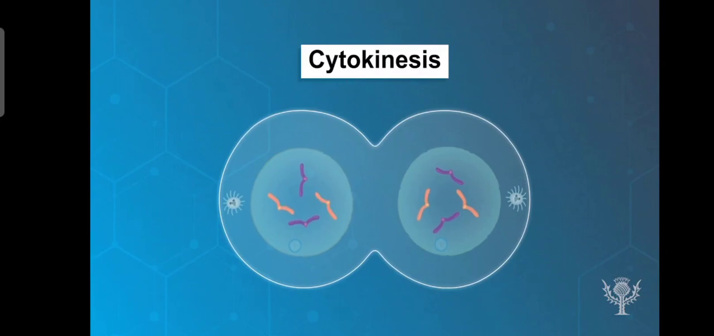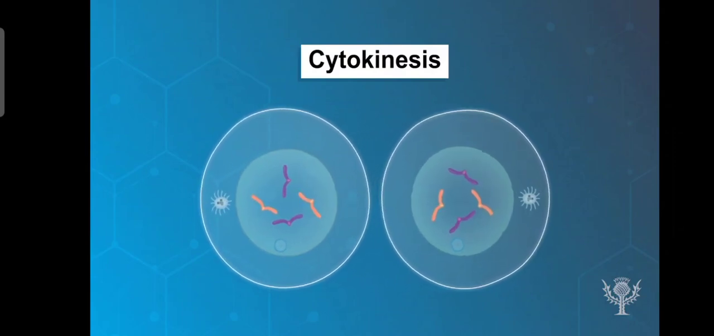Cytokinesis, which sometimes begins during telophase, is the final stage of the cell cycle. Cytoplasm divides, which forms two genetically identical daughter cells.